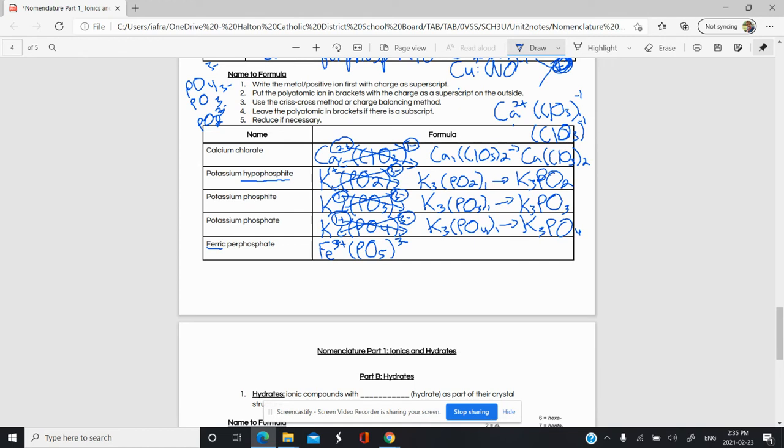If you're good at charge balancing, you'd know that you just need the Fe and the PO5, just one of each, and you're done. But if you don't like charge balancing, let's just circle our charges, crisscross, and we get Fe3, PO5, 3. You need to reduce, but you can't reduce what's in here. You can't reduce what's in that bracket. That protects everything. So reduce what's on the outside. Divide by 3, divide by 3, and we get FePO5. And that there is ferric perphosphate.